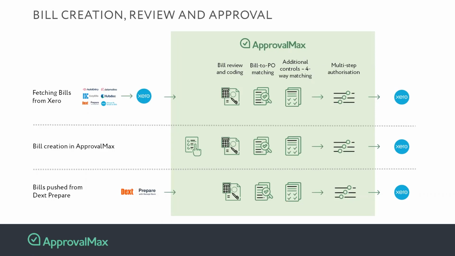In a different approach, you can create your bills directly in ApprovalMax or use a direct Dext Prepare connection. In both cases, the bills are created in ApprovalMax first, run through the workflow, and only get into Xero after the final approval. Bill creation in ApprovalMax and having bills pushed from Dext Prepare have some advantages against bill creation in Xero. Like in the purchase order workflow, you don't need users only for bill creation in Xero.